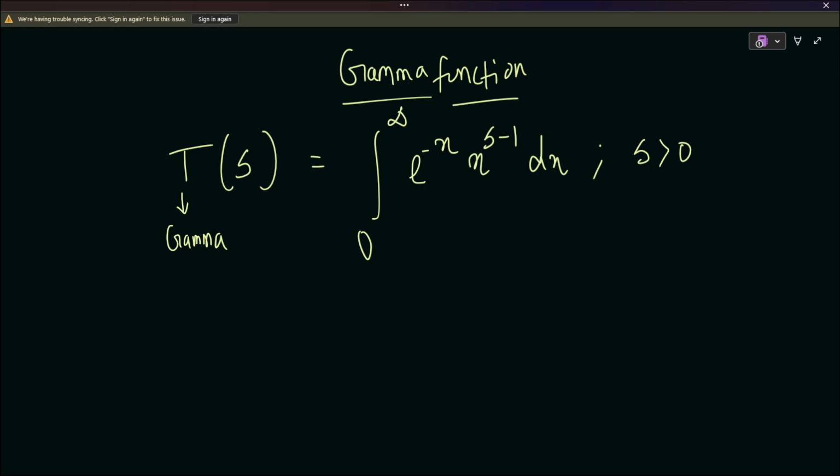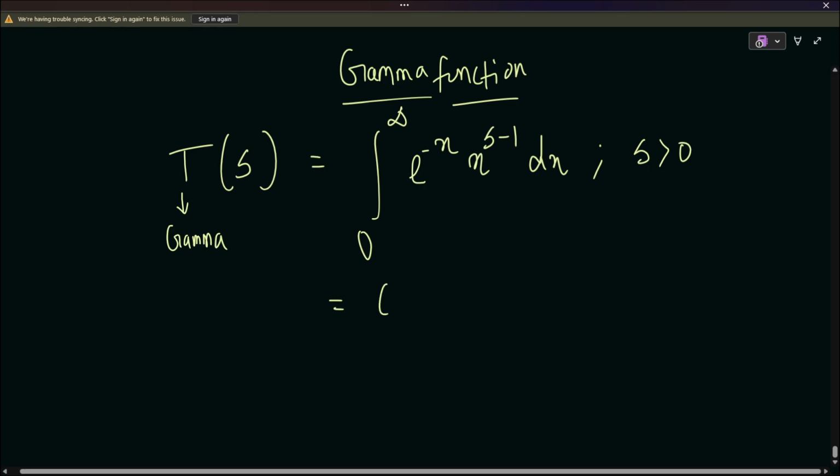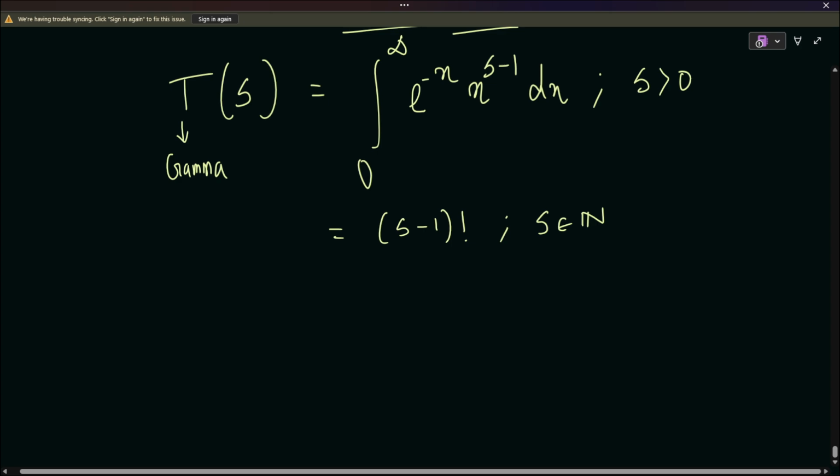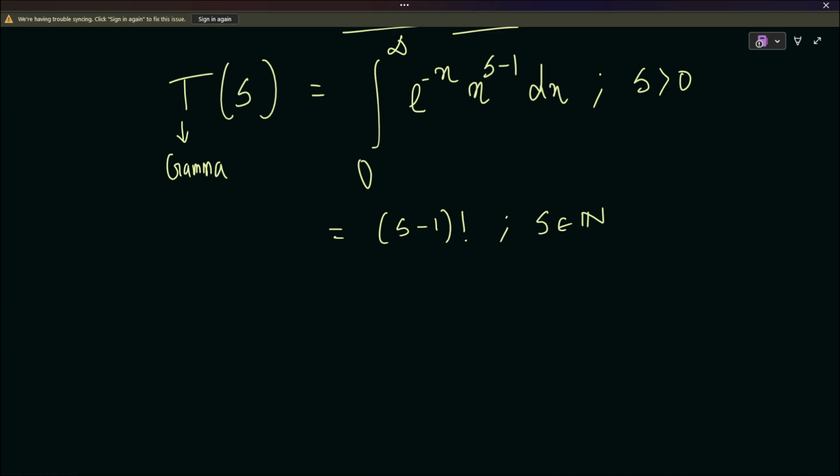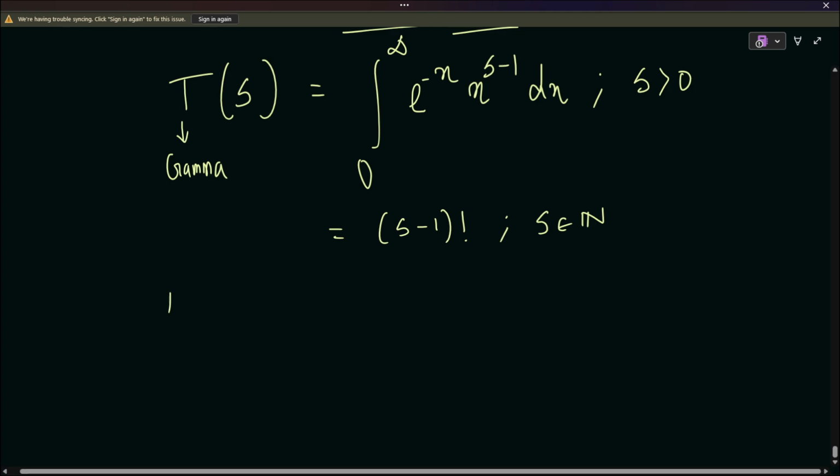Now, this integral is equal, for natural numbers s, to s minus 1 factorial. And this is true only if s is a natural number. This can be found easily using integration by parts. So you can do IBP on this one and find a recurrence relation. So what is that recurrence relation?